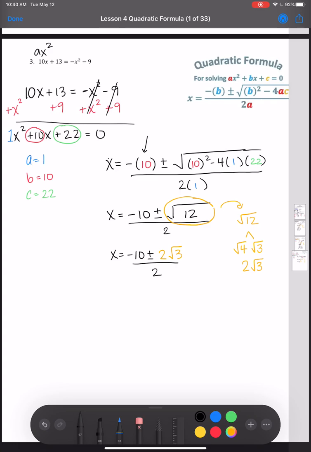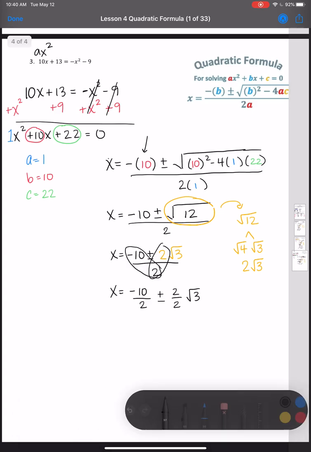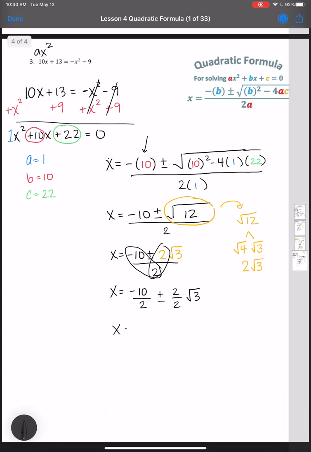One last thing to do, we're going to separate our fractions. X is equal to negative 10 divided by 2 plus or minus 2 divided by 2 radical 3. Negative 10 divided by 2 is negative 5. 2 divided by 2 is 1. We don't have to write that because it is multiplied by this radical 3. And that is your simplified answer.